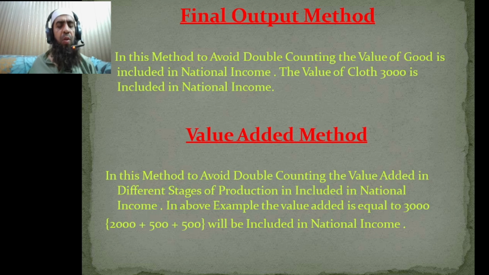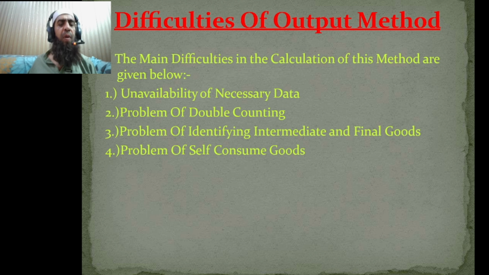Difficulties of the output method. The main difficulties in the calculation by this method are given below. Number 1, unavailability of necessary data. Number 2, problem of double counting. Number 3, problem of identifying intermediate and final goods. Number 4, problem of self-consumed goods.